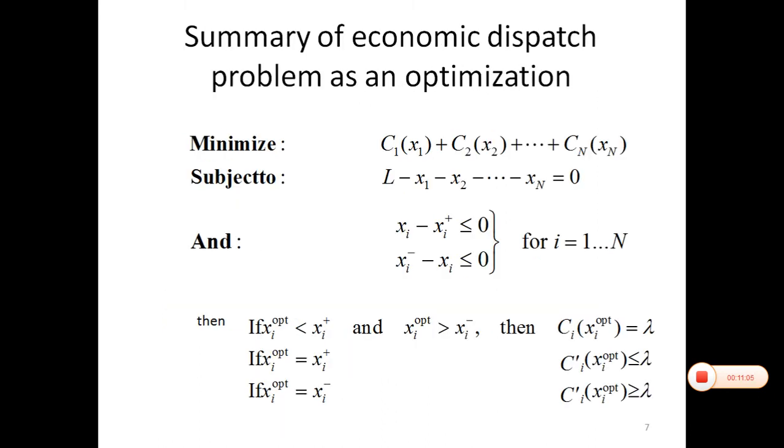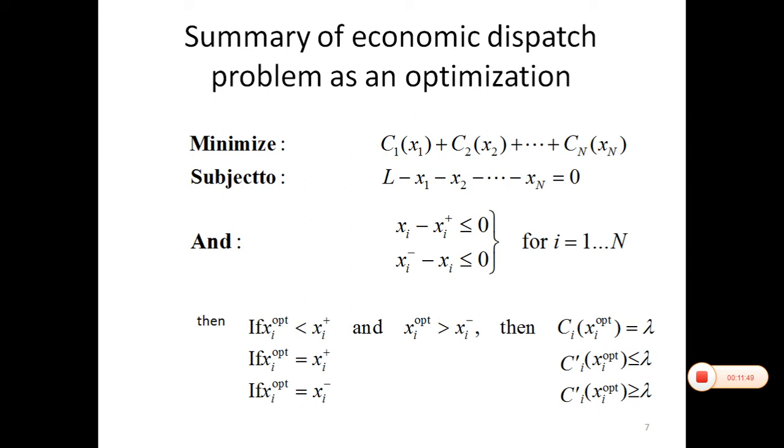So if we look at the overall summary of the economic dispatch problem as an optimization, it will be: minimize c1 x1 plus c2 x2, and if we have n cost functions, up to cn xn, with n independent variables. This is subject to the equality constraint L minus x1 minus x2 up to minus xn equals 0, and the inequality constraints xi minus xi plus less than or equal to 0, and for the lower limit xi minus minus xi less than or equal to 0, where i goes from 1 to n.